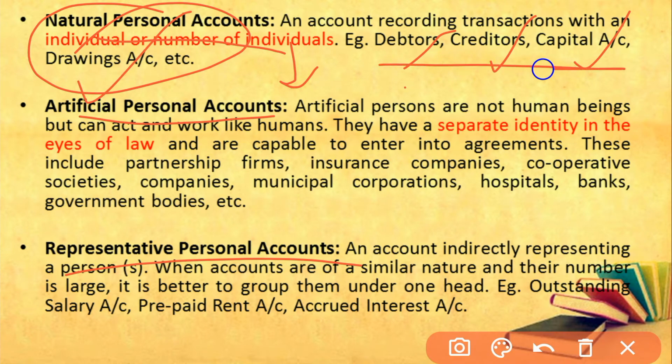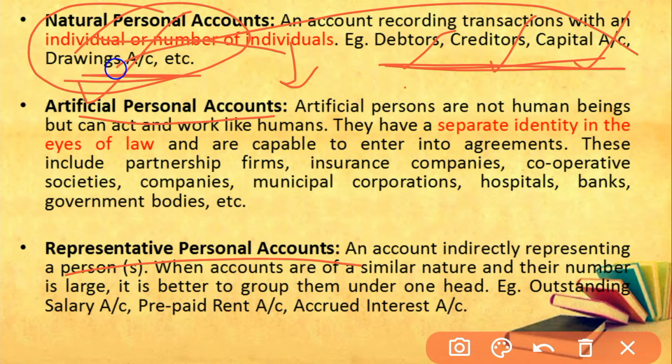Now these kinds of accounts are of a particular person or a number of persons, hence these are known as personal accounts. If you want to understand the definitions of debtors, creditors, capital, or drawings, please go back to my previous videos, the description is provided.